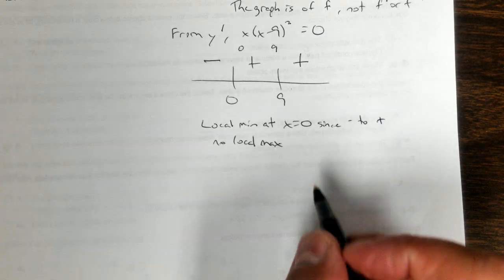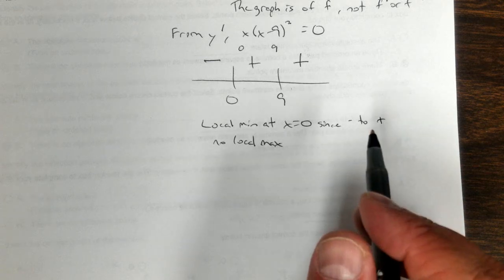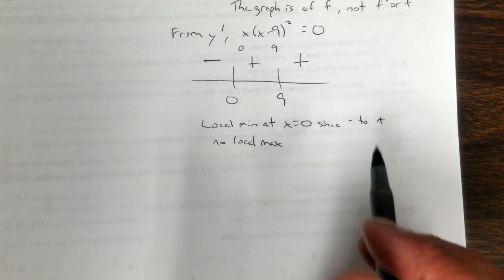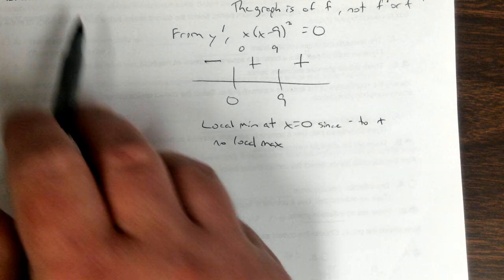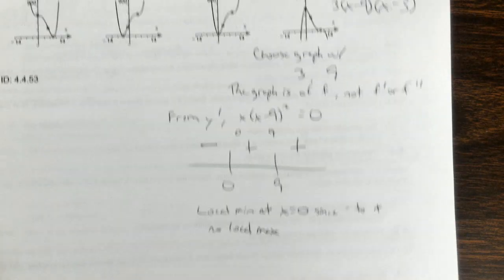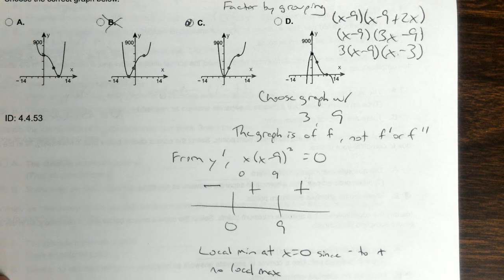Okay, and we've already done that part. So if you have a local minimum at 0, that's got to be the C graph, and so that's what's going to help us to graph it. Local minimum at 0, 0, and no local maximum. Okay, hope that helps.